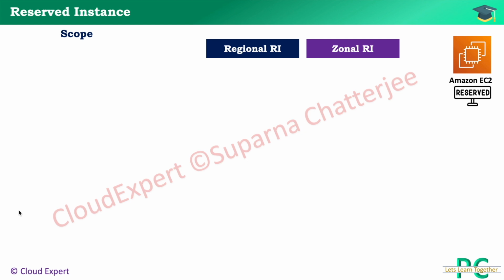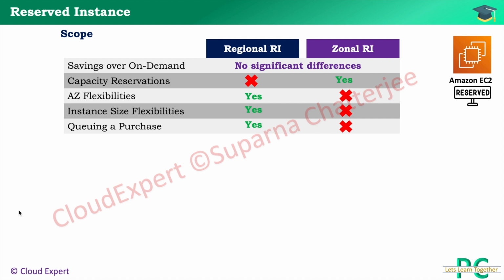Now let's review what the differences are. In terms of savings on on-demand, there is no significant difference. But in terms of reserved capacity, a regional reserved instance does not give any capacity reservation. In terms of availability zone flexibility, a regional reserved instance provides availability zone flexibility. That means if you purchase a reserved instance for a region, you will be able to launch in any availability zone, which is not true with zonal, where you are tied to a particular availability zone.